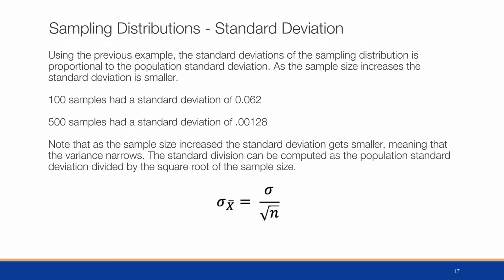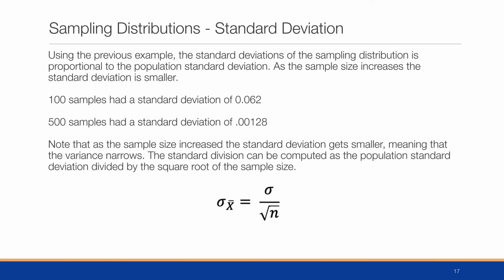Using the previous example, the standard deviation of the sampling distribution is proportional to the population standard deviation. So as the sample size increases, the standard deviation is smaller. This notation here, sigma x bar, is the standard deviation of the sampling distribution. It's a little bit different because it says it's equal to sigma over the square root of n. As the sample size increases, the standard deviation gets smaller, meaning that the variance narrows.